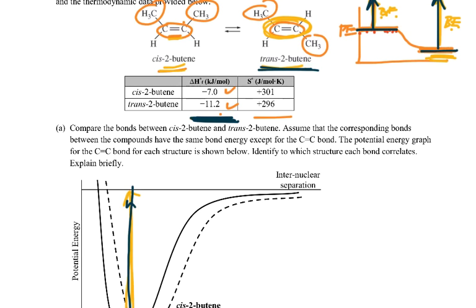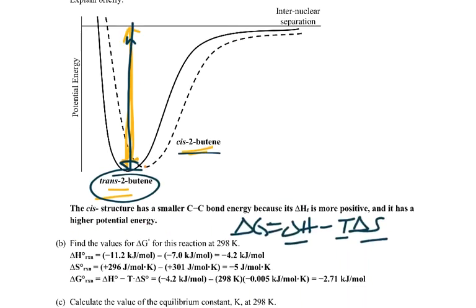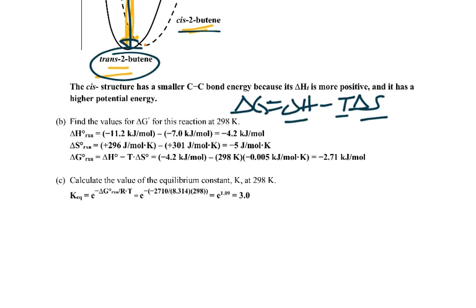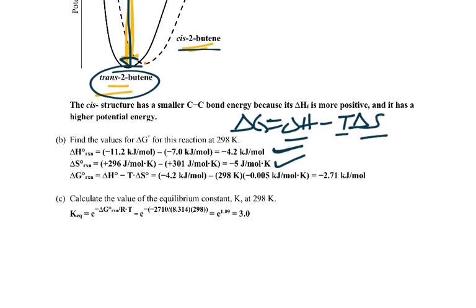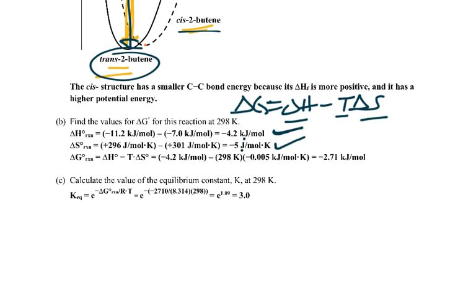So we're going to take the final minus initial, so negative 11 minus negative 7. And for the delta S, 296 minus 301. And watch out for our units. So here's the delta H. If we subtract those two, we get negative 4.2 kilojoules. And for the delta S, if we subtract those two, we get negative 5 joules. Again, 296 minus 301, so we get a negative value. And notice this is joules and this is kilojoules.